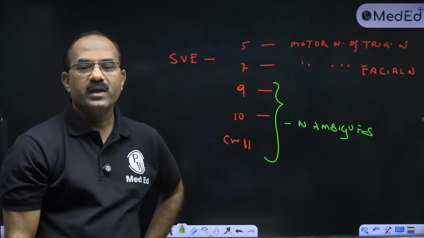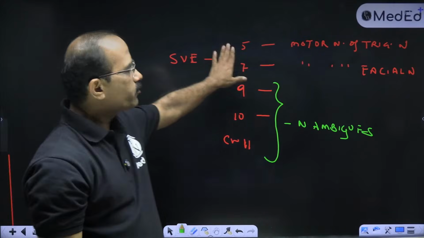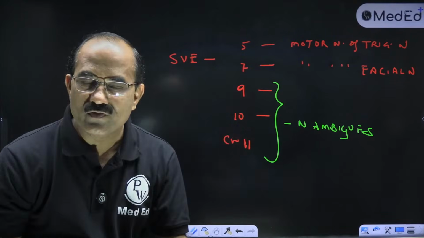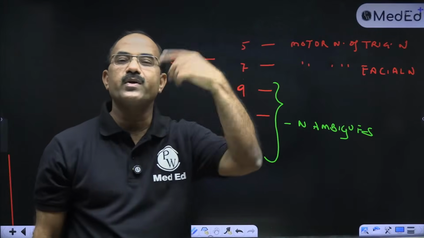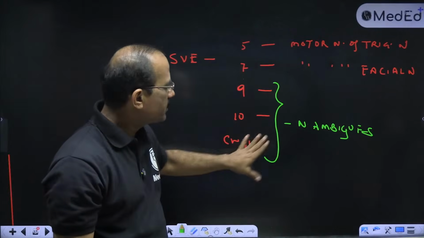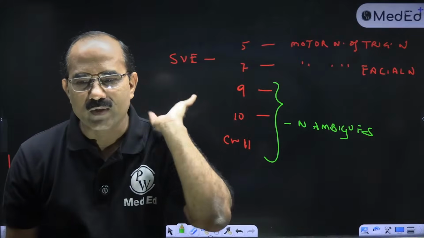Cranial accessory, cranial accessory. So for the fifth nerve, the nucleus is the motor nucleus of trigeminal nerve. For the seventh, it's the motor nucleus of facial nerve. And for the 9th, 10th, and 11th, that's the nucleus ambiguus. समझ में आ रहा है ये?